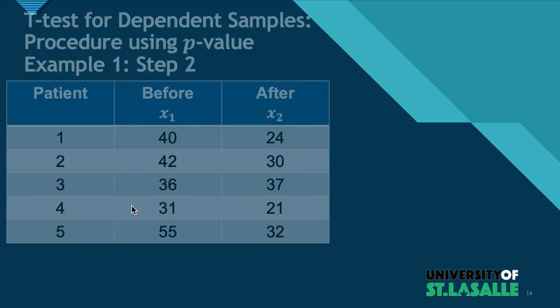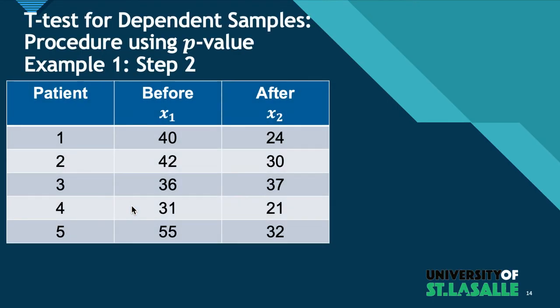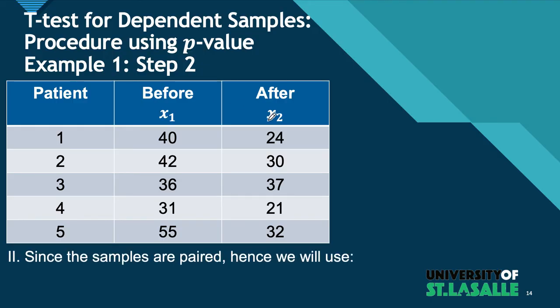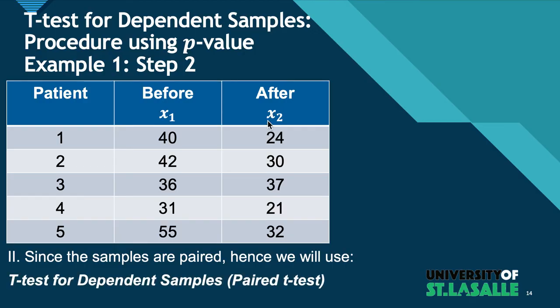Now, given this scenario of the data before and after: before the actual therapy, the researcher measured their anxiety level, then you do the therapy, and after that you measure it again. So the question is, is there a significant difference? Does therapy indeed reduce the anxiety level of these five patients? Since the samples are paired, we will use the t-test of dependent samples, or paired t-test.